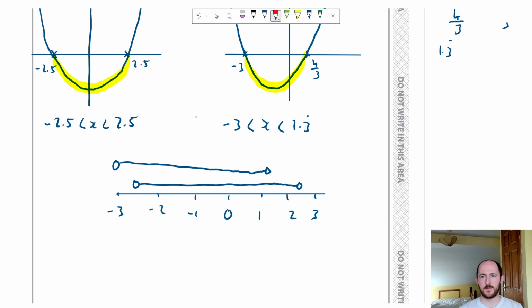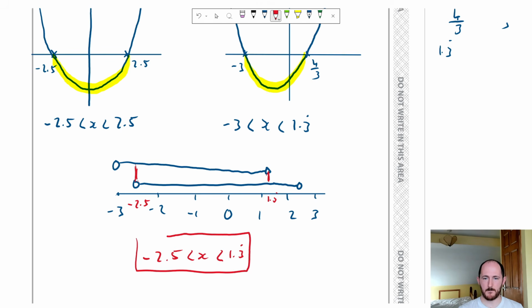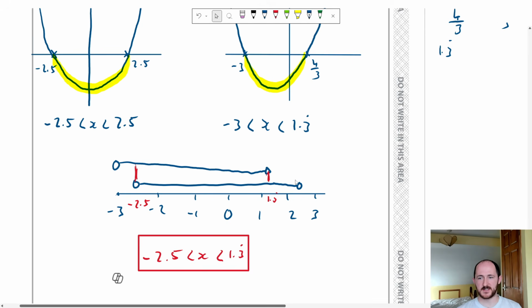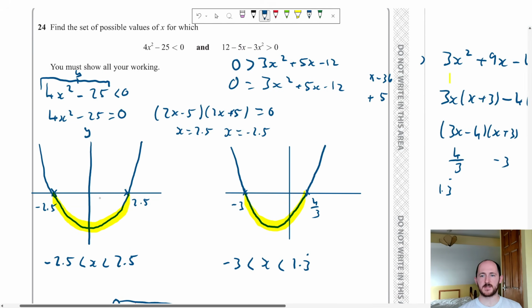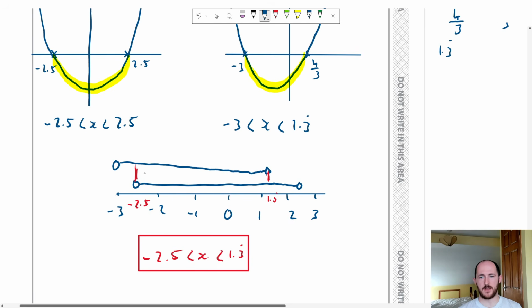Now, we're looking for the overlap between these. When are they both true? Well, they're both true when this is minus 2.5 and this is 1.3 recurring. So it's true between the values of minus 2.5 and 1.3 recurring. That is my final answer. Hopefully that isn't too bad. Again, when you sketch this and you really draw it out and you visualize things, it makes the whole question a lot easier.